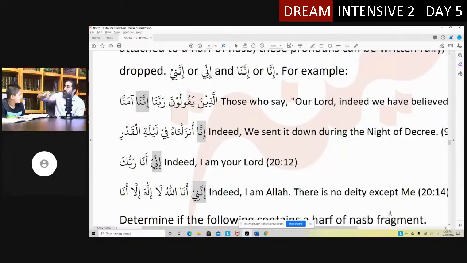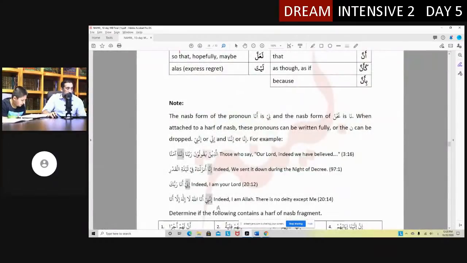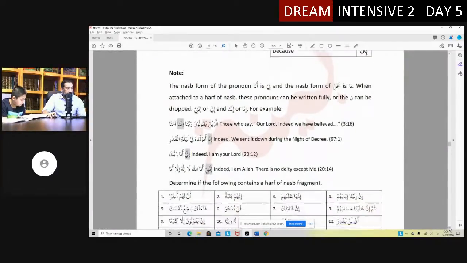And a harf of nasab says, hey, you can go wherever you want, just make sure you're nasab. So it can be farther away, but still be nasab. Look at number 1 in the examples on page 20. Ajran, it's some nasab. Anna lahum.